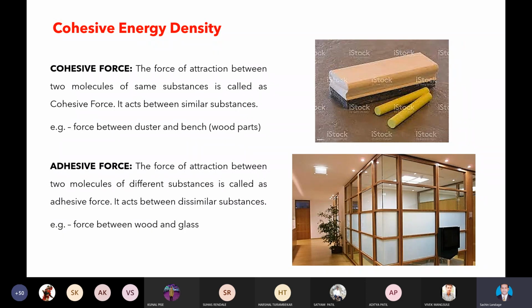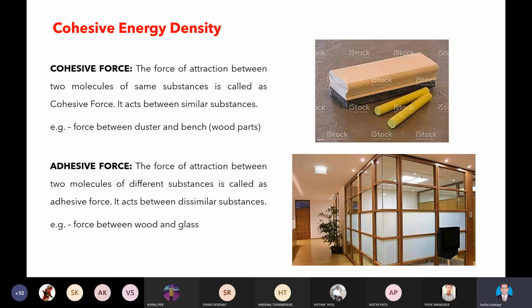Its answer lies in cohesive energy density, but before that, cohesive force. Cohesive force is the force of attraction between two molecules of the same substance, and it acts between similar substances. For example, the force of attraction between the duster and the bench. This is a duster, this is a bench. The duster is made up of wood, and the bench is also made up of wood.